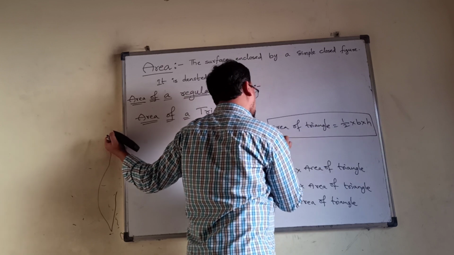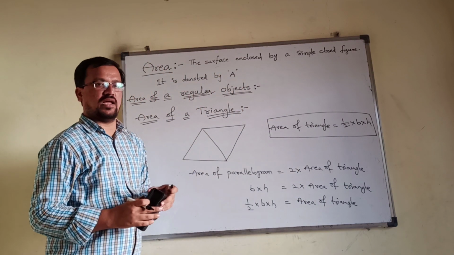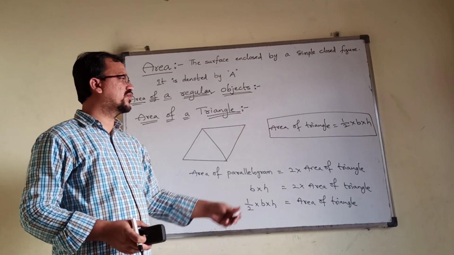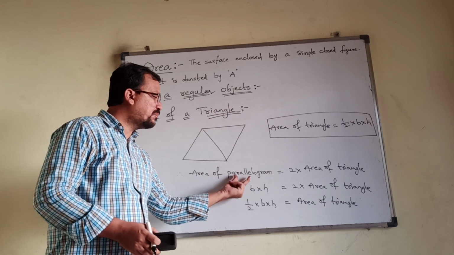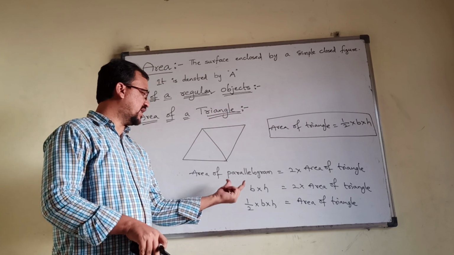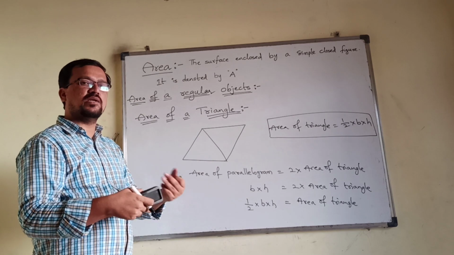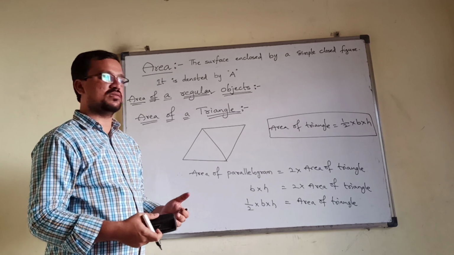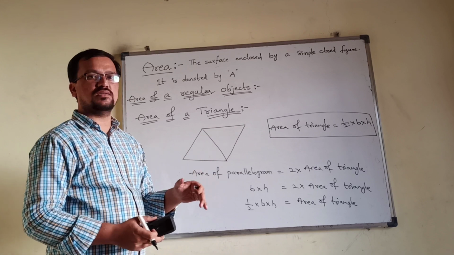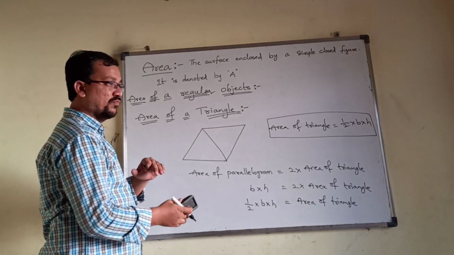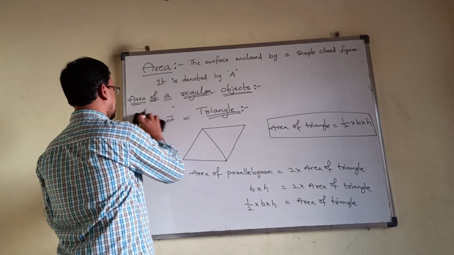This is the formula for the area of the triangle, which is derived from the area of the parallelogram. We have derived the area of the parallelogram from the area of the rectangle. So this is a chain process. If you understand it like this, you can remember the formulas in an easy way. We'll find one more.